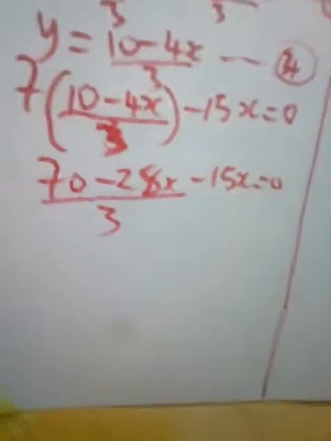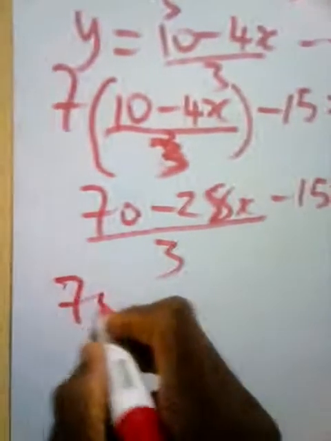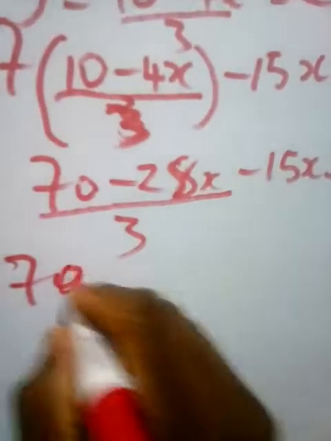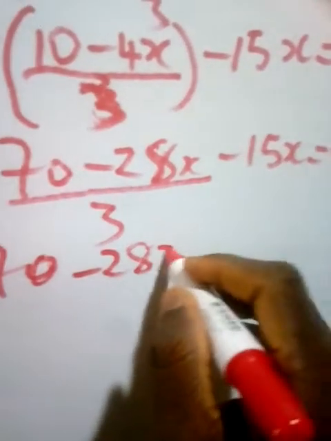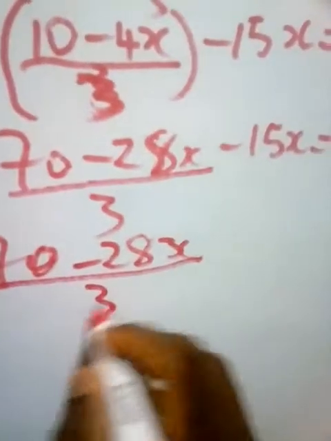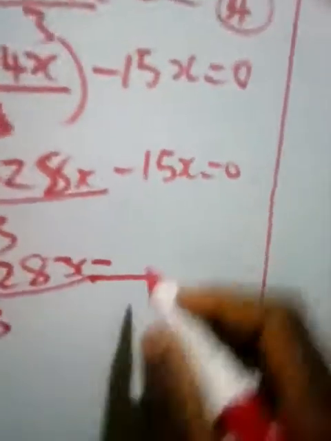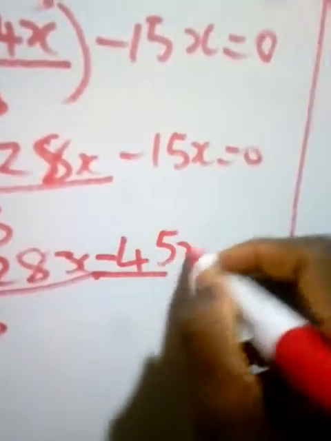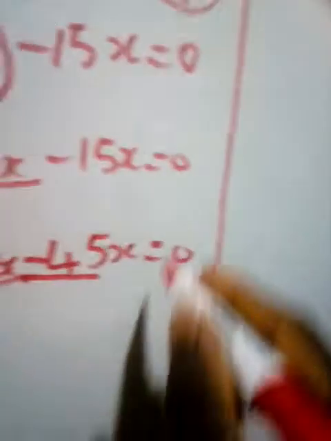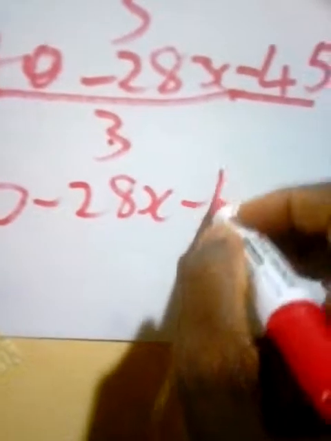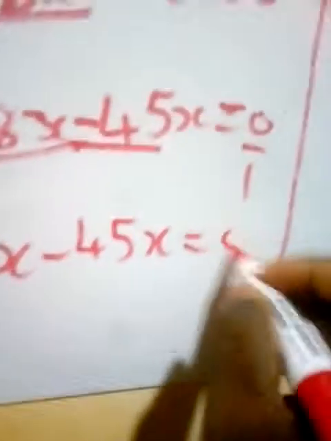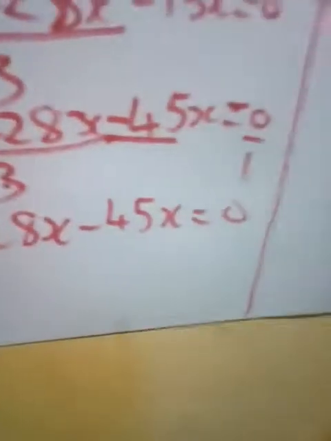So I'm going to have to take the LCM from here. This gives me (70 minus 28x) all over 3, and I'm going to have to extend this: minus 3 times 15, I think that should be 45, 45x equals 0. So I'm going to cross multiply because obviously this is over 1. So this times this and this times this. So it gives me my 70 minus 28x minus 45x equals 0 because 3 times 0 is 0.